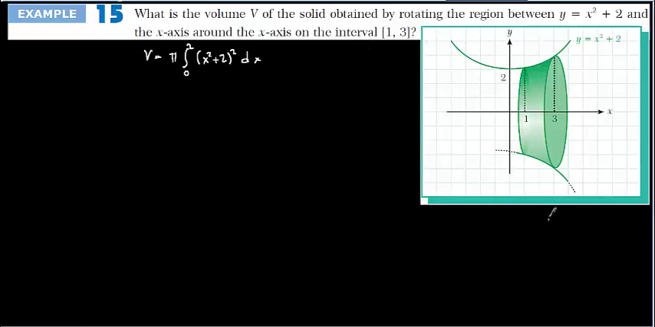So if you remember, (a plus b) squared is going to be equal to a squared plus 2ab plus b squared. So I'm going to use the formula here: pi times integral 0 to 2 of x to the power of 4, because x squared squared is x to the power of 4, plus x squared times 2 times 2, which is equal to 4x to the power of 2, and the last one is plus 4, dx.